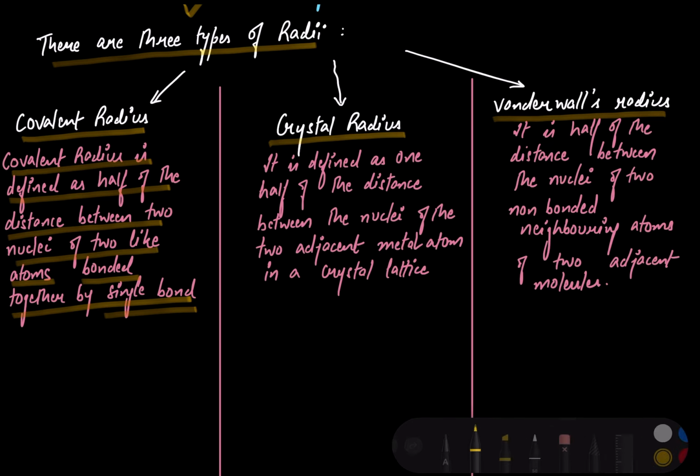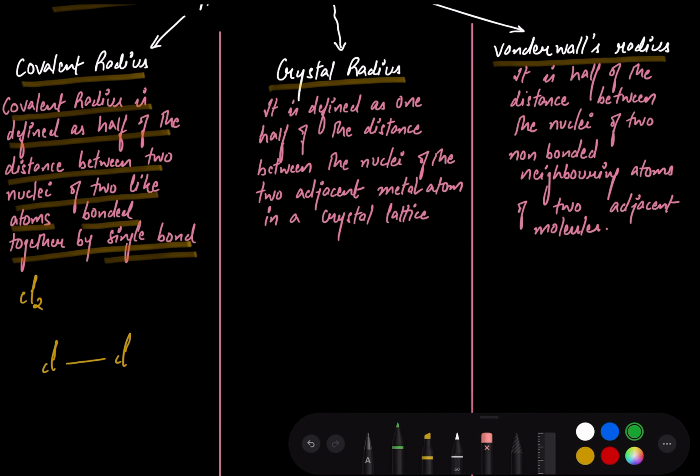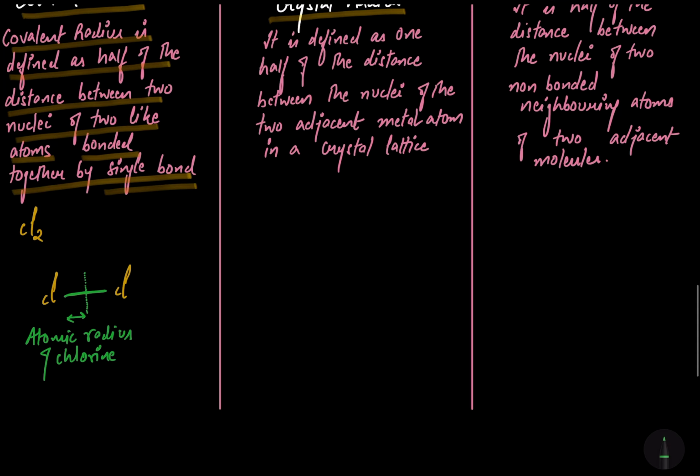Now let's talk about the Cl2 molecule. I am talking about this Cl2 molecule. We know that chlorine forms the single bond with chlorine. So this is the bond length. What we have to do, we have to divide the bond length by 2. That is, we have to take the half of the bond length, and we will take this half bond length to be the atomic radius of chlorine. Atomic radius of chlorine is equal to the half of the bond length.